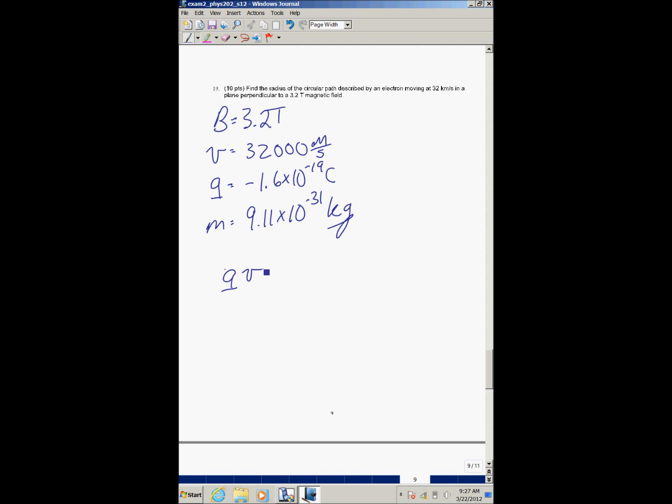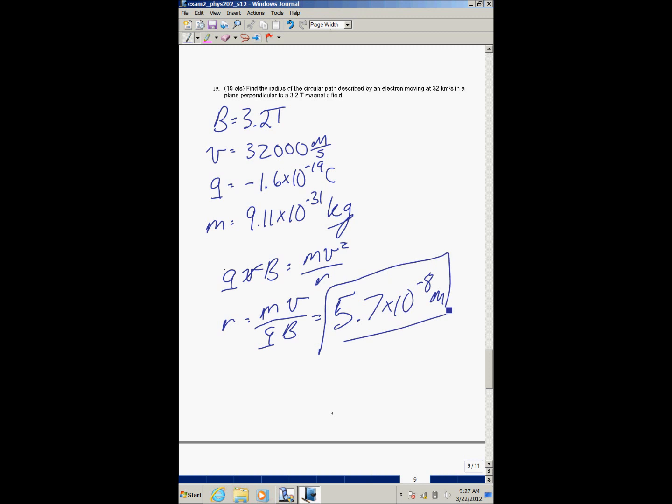I know that my magnetic force, QVB, is equal to my centripetal force, that's mv squared over r. So I solve for r. One of my v's goes away. R is mv over qB. Just plugging in these numbers, I get 5.7. Pretty simple problem, just plug it in. Really, the most common mistake was to not convert 32 kilometers per second to meters per second.